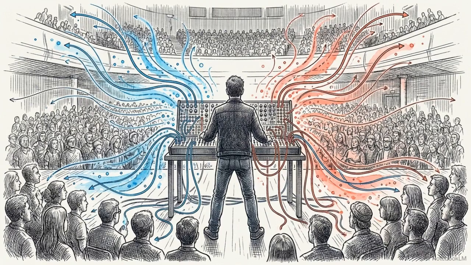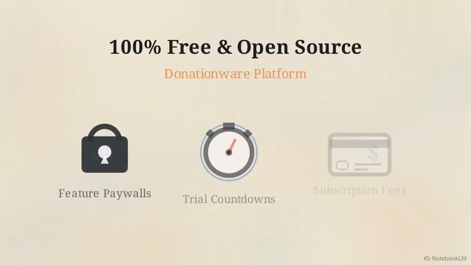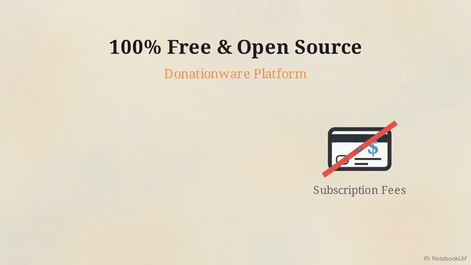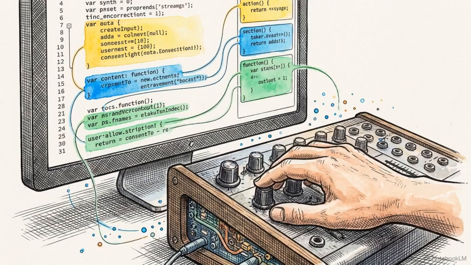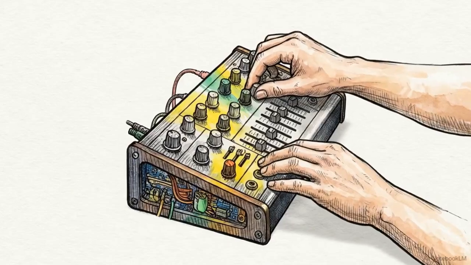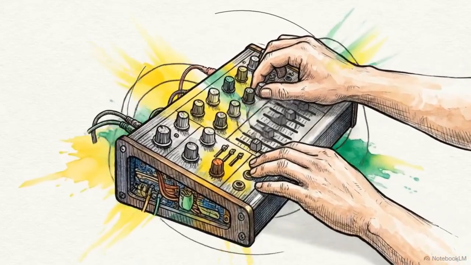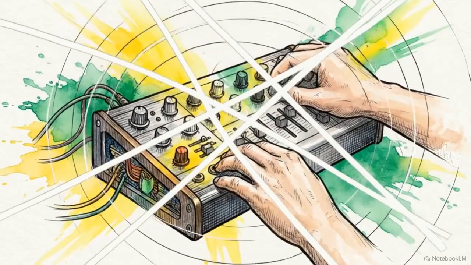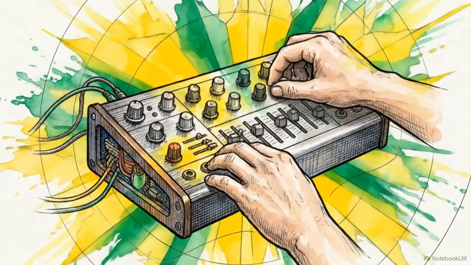The entire platform is completely free and open source. There are no feature paywalls, no trial countdowns, and no subscription fees. This transparent architecture means musicians can actually inspect the code, learn from it, and extend it themselves. It removes the corporate black boxes that usually sit between artists and their gear. The mission of SY.CORE is to build technology that reacts, feels, and can be trusted exactly like a physical instrument, rather than fragile, bloated software.